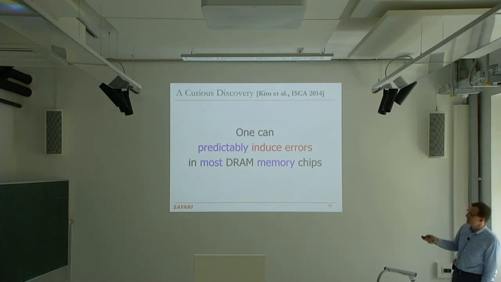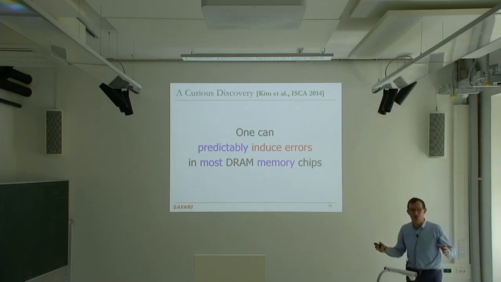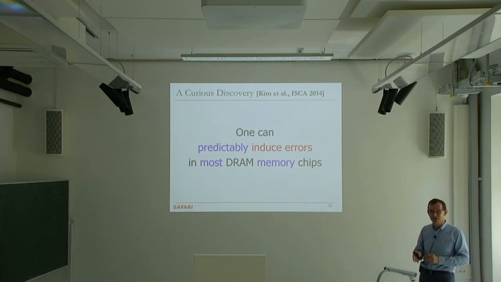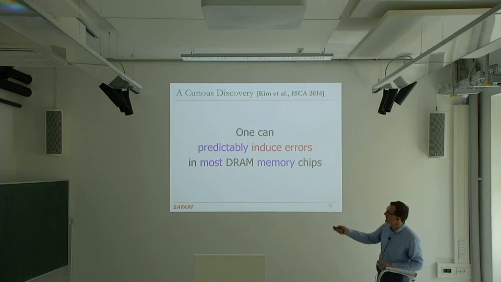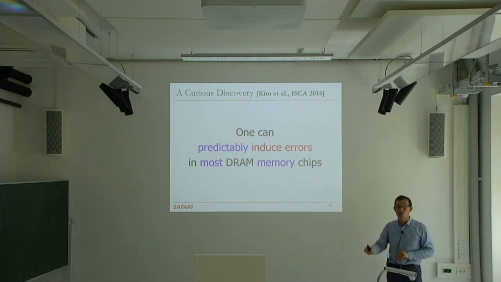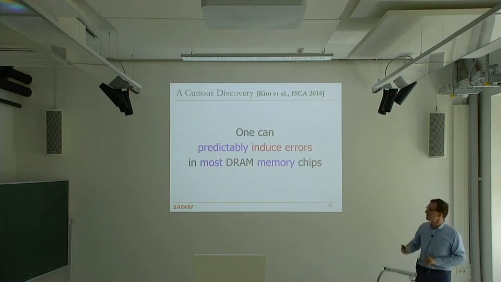But basically, we found out that you can predictably induce errors in most DRAM memory chips. Essentially, by hammering a row, keeping on activating it, you can induce errors in adjacent memory rows. So this clearly should not happen, right? Because you're just reading memory, and you're inducing errors in some other part of memory. And you can do this predictably, meaning that if you induce errors in a bit, you're very likely to induce errors in that bit again and again, which means that somebody can build an attack on top of this.